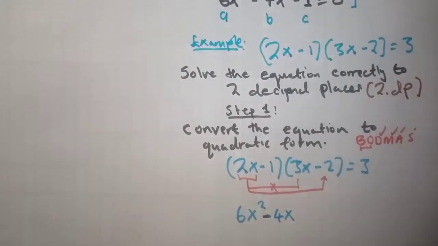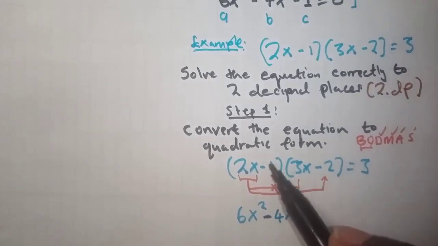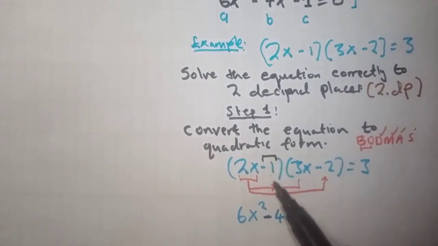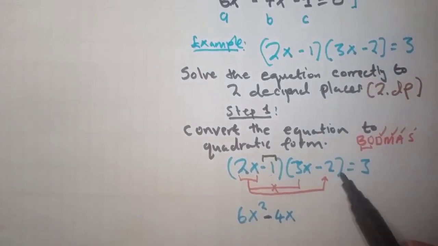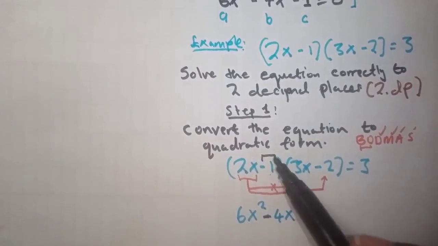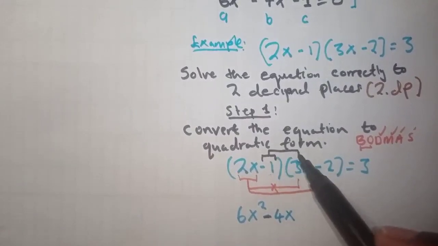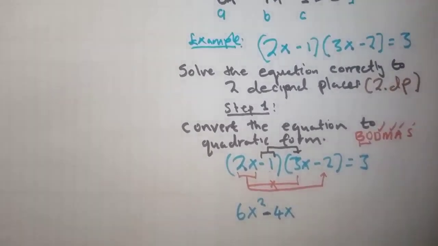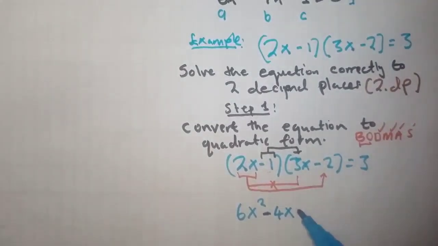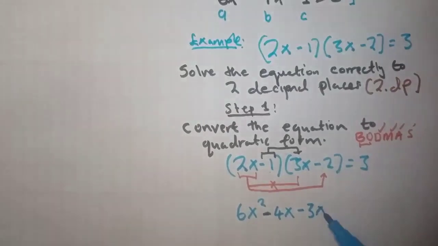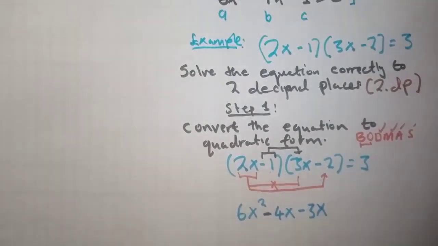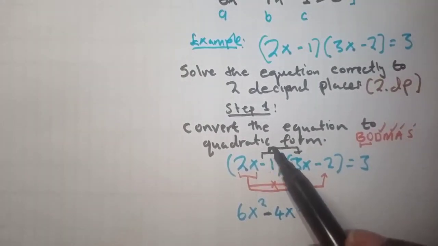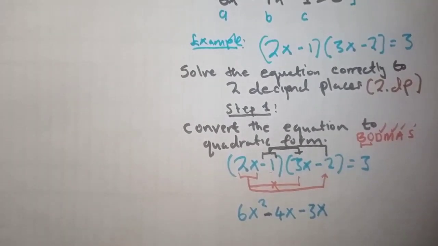So next we multiply the negative 1 with everything this side. Negative 1 times 3x, what is that? It's simply negative 3x. Anything multiplied by 1 is itself. So again, negative 1 times negative 2.